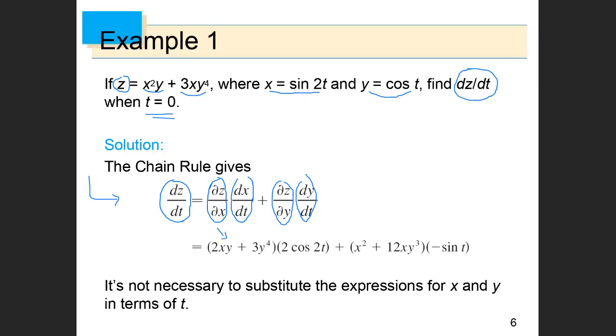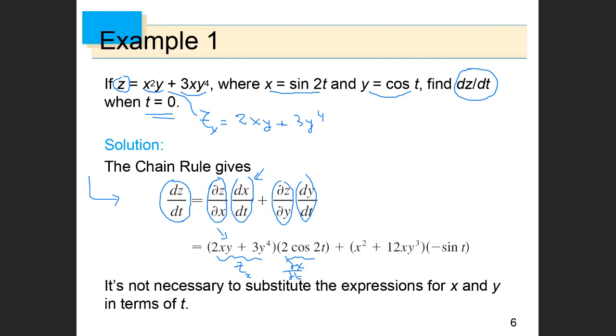What is dz over dx? I mean, the derivative of z with respect to x here. Of course, it will give you z sub x, which equals 2xy plus, from the second term here, you get y to the power 4. Right? So this is, as you see here between brackets, z sub x, the first partial derivative of z with respect to x. Then the next item here, which is dx over dt, what is it? It's just the derivative of x with respect to t. So, of course, since you have sine 2t, the derivative with respect to t would be 2 cosine 2t. Okay? So this guy is dx over dt.